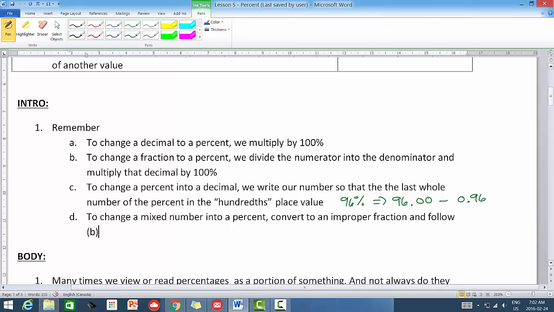So just to start, to change a decimal to a percent, we multiply by 100. When I say 100%, I really just mean by 100. And you just add the percent sign on to the end of the answer that you get. So to change a decimal to a percent, take the decimal and multiply it by 100. To change a fraction to a percent, first you need to divide the numerator into the denominator, so top divided by bottom, and then multiply that by 100 as well.